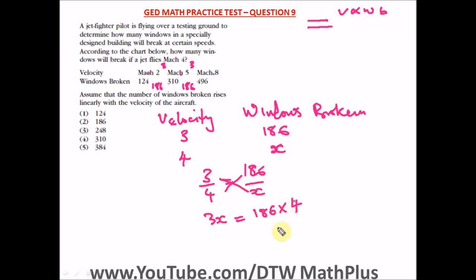Okay, and what is 186 times 4? We have 744, and we have 3x here. Divide both sides by 3. 744 divided by 3 will give us what? X will give us 248. So we're going to have 248 windows broken at Mach 4. All right, so this is our answer, and our right option here is option 3.